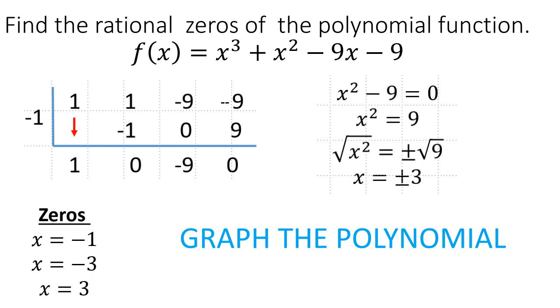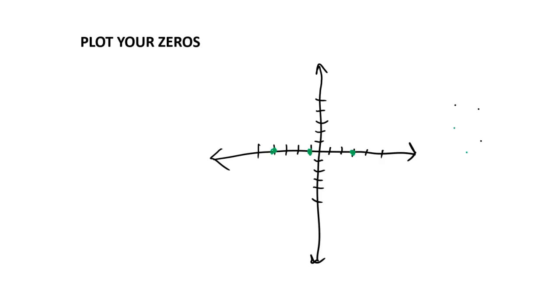Okay, so we're going to graph it. Let me go to the next page. So to graph this, first we plot your zeros. So we said one zero is at x equals 3, one is at x equals negative 1, and one is at x equals negative 3. So this dot should be right here. Okay, so let me try to change it there. So the dot should be here.